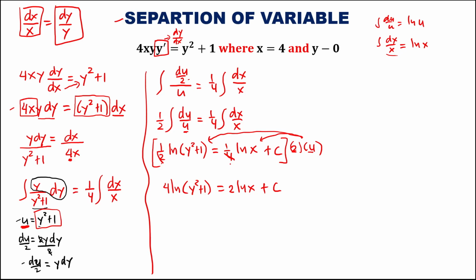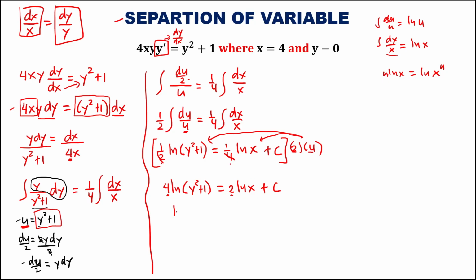Then using now the power property of logarithm, n ln x is equal to ln x to the power n. So this 4 becomes the exponent of y squared plus 1, and 2 becomes the exponent of x.